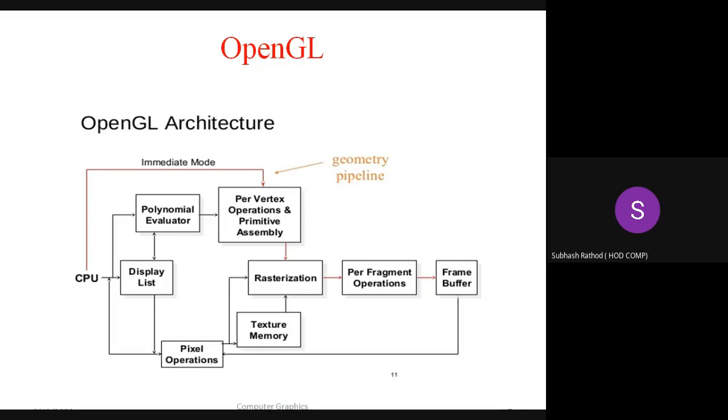Right, so next is per vertex operation and primitive assembly. This is also a component of the OpenGL architecture where vertex operations are performed. Vertex operation means translation, where a vertex may be translated or certain displacements happen. Primitive assembly is also done by this component, where primitive shapes can be assembled together.